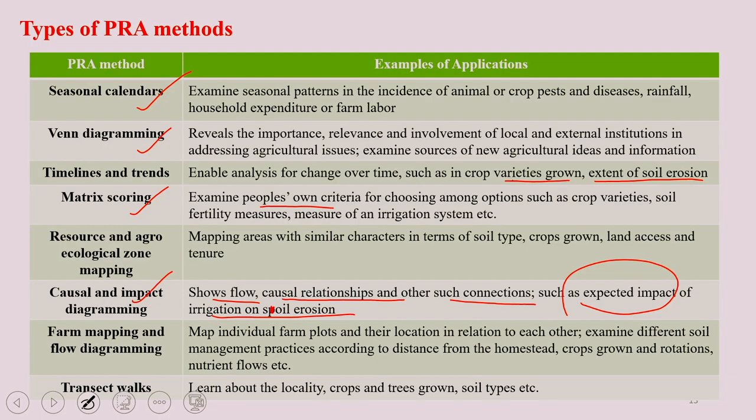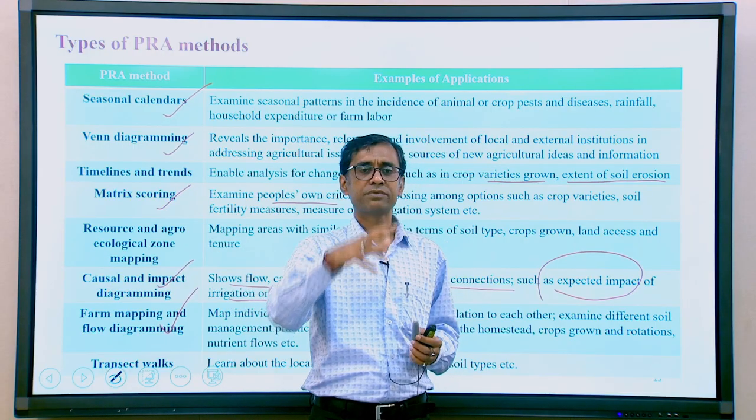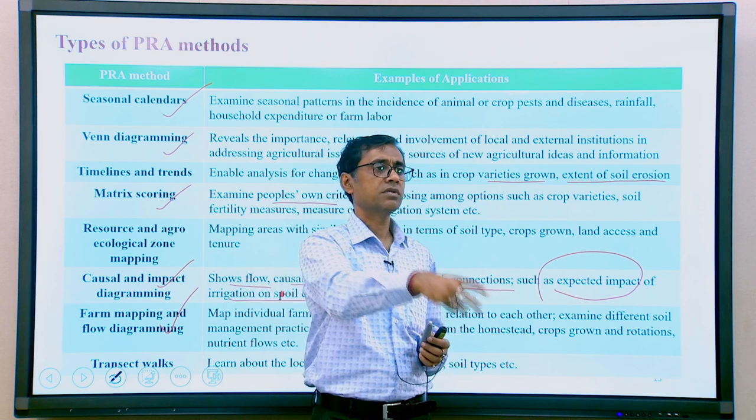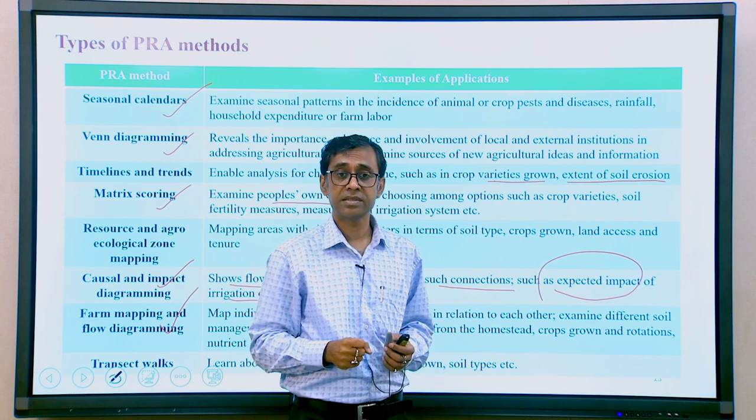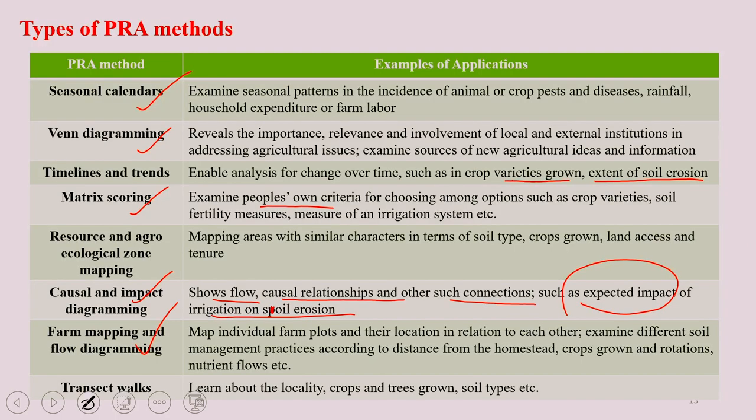Then farm mapping and flow diagramming, what does it do? It maps the individual farm plots and their location in relation to each other. So it also examines the different soil management practices in different plots. In India, as you know, within a small village, you may have small plots. One person growing one crop, the other person growing another crop, two different types of soil management practices, etc., etc. So farm mapping and flow diagramming helps you to map all those details.